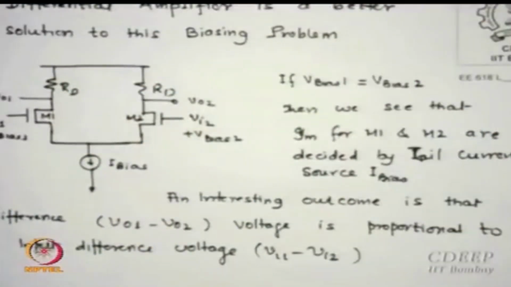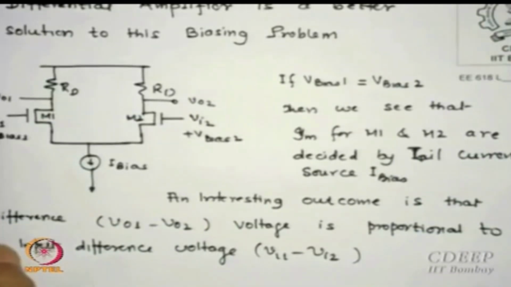Apart from many other features which we shall now discuss, the differential amplifier is far superior in many characteristics over single stage amplifiers. But then why are these single stage amplifiers sitting at all? This is an issue we should answer. So I just want to tell you very clearly, a differential amplifier is a better solution to this biasing problem compared to what I showed for single stage.